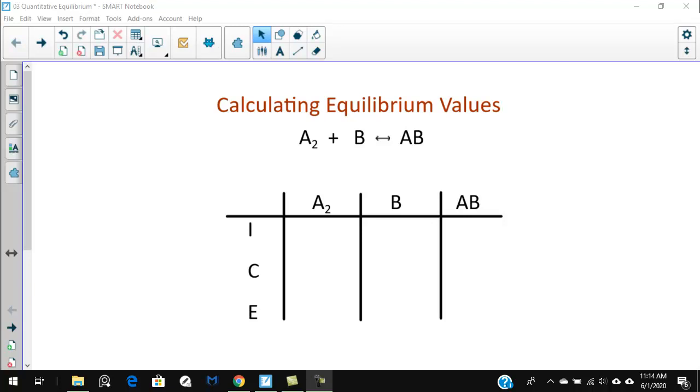Okay, folks, welcome back. We're going to talk a little bit about ice tables this morning. That was part of some of the questions in 7.1, and it might have been giving some of you some trouble. An ICE table is just a tool that we can use to analyze an equilibrium system.